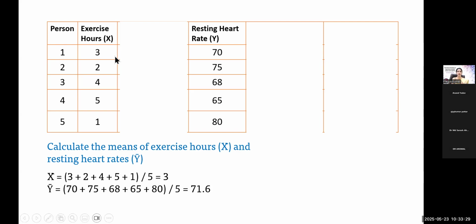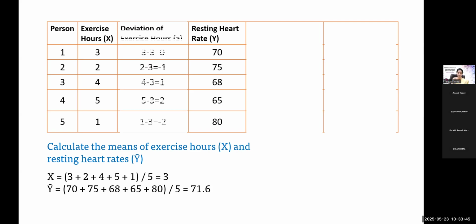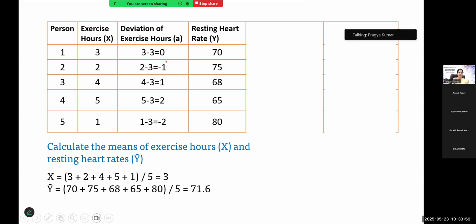So if I have to calculate the covariance, how will I do that? I will calculate the mean of x and the mean of y. The mean of x is 3, as you can see here, and the mean of y is 71.6. Then I will calculate the distance of each individual value from the mean. So I will deduct this 3 from each of the individual values. Here the direction, the sign, will be there. You can see this minus 3, and here it is plus.